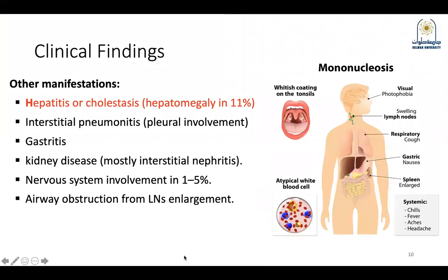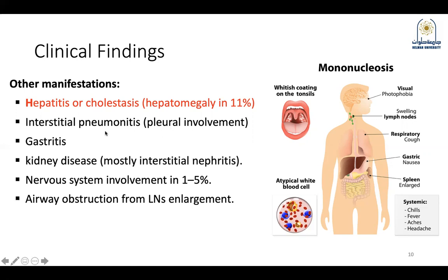Other clinical features, and this is one of our aims: hepatitis and cholestatic hepatitis could occur in 11% of the cases. But in a biochemical profile, we will find abnormal liver functions in 90% of Epstein-Barr virus infections. So this is one of the common viral infections affecting the liver, but the presentation could be detected during the biochemical profile.